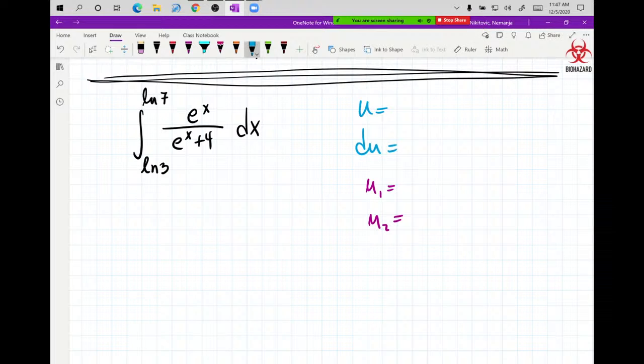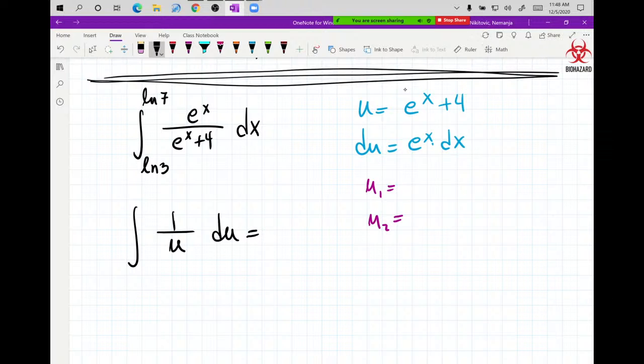What do you think we're going to have as u? The denominator. Beautiful. e to the x plus 4. Because the derivative of this whole thing will be just e to the x dx, which is on top, and I need those two to be on top because they are multiplied in the substitution. Great. I get to write now that this is equal to 1 over u du.